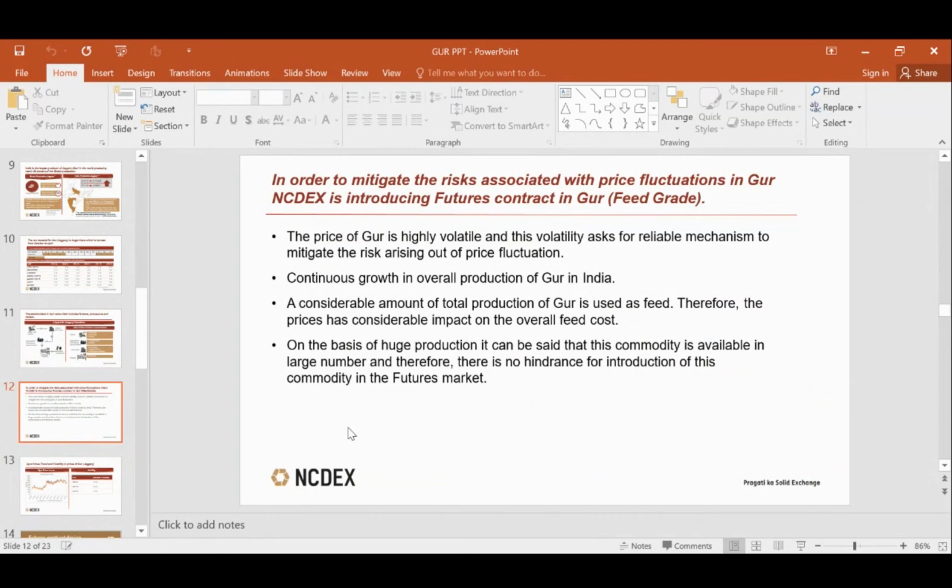And a considerable amount of total production of GUR is also used in feed. So NCDEX is launching its GUR feed grade futures contract to mitigate the price risk arising out of it, because the price has a considerable impact on overall feed costs. And on the basis of huge production, it can be said that the commodity is available in large quantity, and therefore there is no hindrance for the introduction of this commodity in the futures market.